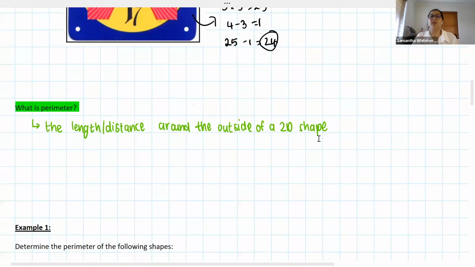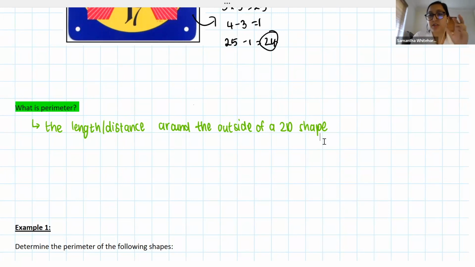Okay, now a couple of important things there. It is around the outside. I'll draw a little picture in a second. It is specifically of a 2D shape. When we talk about 3D shapes, like a cube or a box, we don't really have perimeter. We've got surface areas and volumes, but not perimeter. Perimeter is specific to a 2D shape.